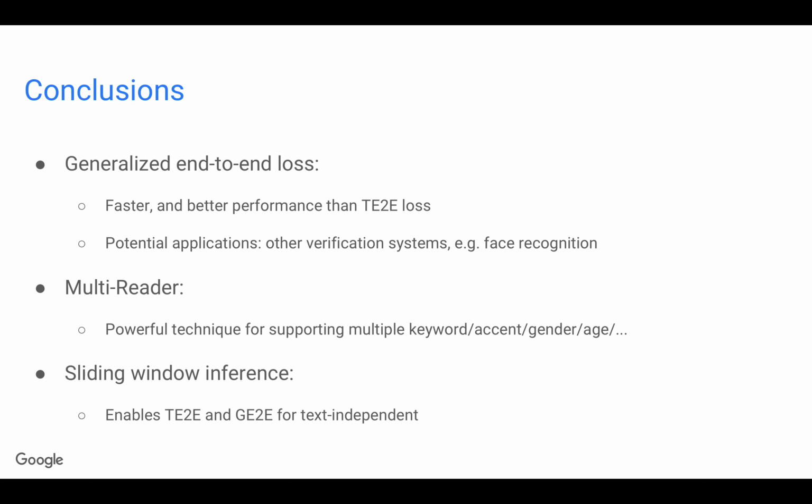So, conclusions. We proposed generalized end-to-end loss, which is faster and better than traditional tuple-based end-to-end loss. There are other potential applications for this loss function, for example, face recognition. We proposed multi-reader, which is a very powerful technique for supporting multiple keywords, multiple accented speech and gender groups, age groups. We proposed the sliding window inference, which enabled tuple end-to-end and generalized end-to-end model training for text-independent.